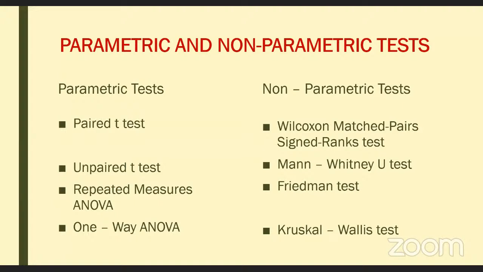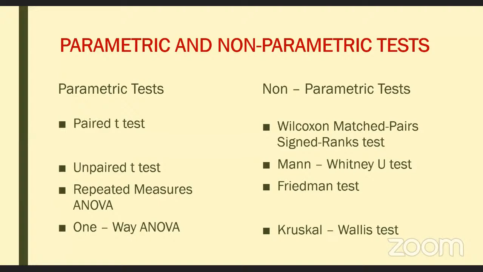When you have more than one group, but more than two observations, like follow-up studies, with three different observations, four different observations and so on, there you go for a repeated measures ANOVA. On the other side, if your data do not follow normal distribution and you have ordinal data, like a pain scale or severity of a particular symptom, that has been measured at different follow-up points or different time points, then you go for the Friedman test.